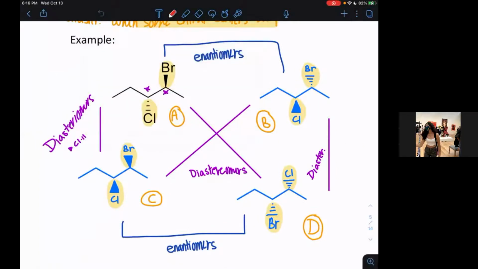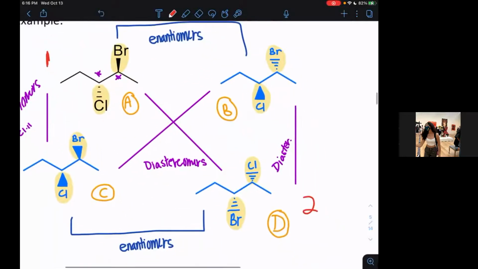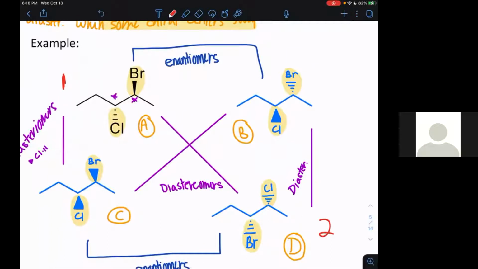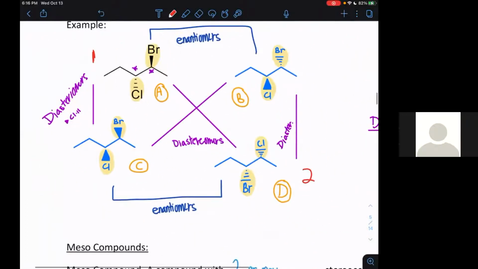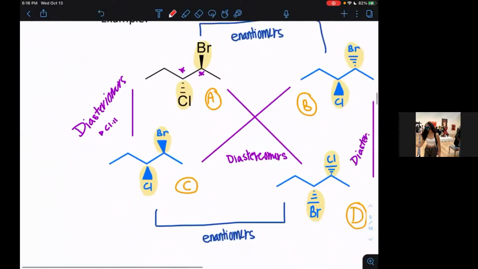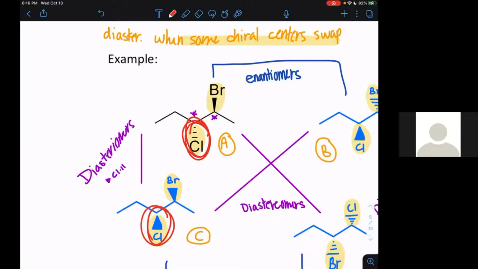Okay, wait, let's look at this one and this one. Now I'm confused because they also switched places for these. Only one switched for the diastereomer. The only way I'm understanding them right now is that one of these is changing, but the other one is not. Enantiomers are when they both change. So if this one was also wedged, then it would be an enantiomer.